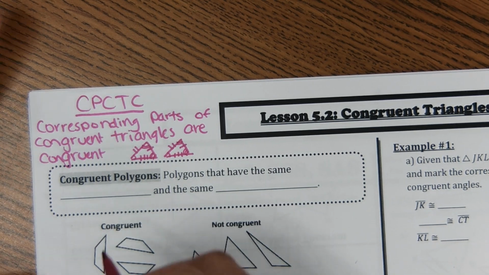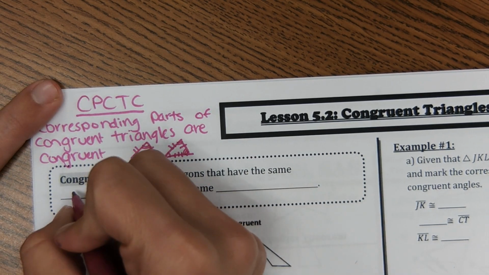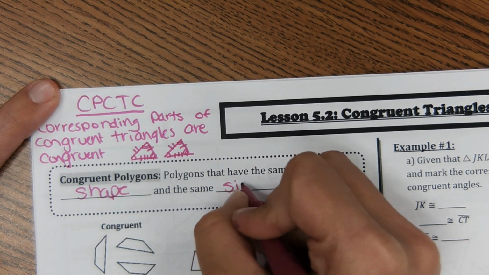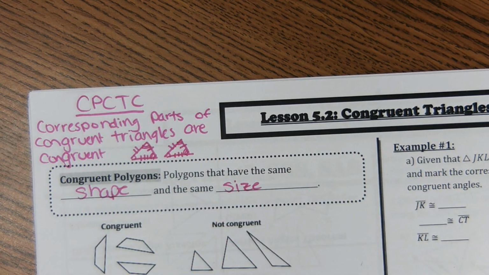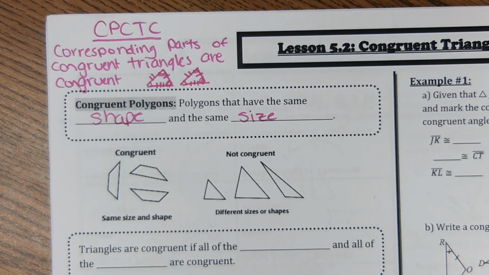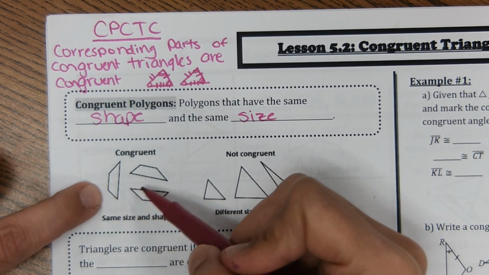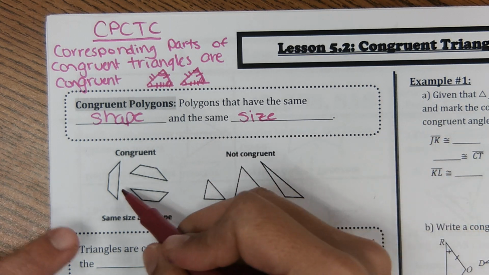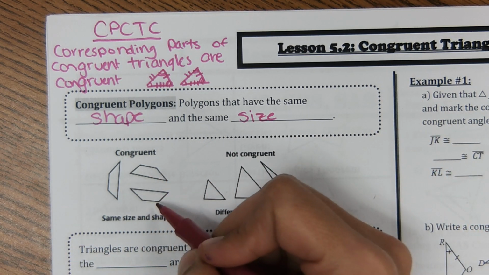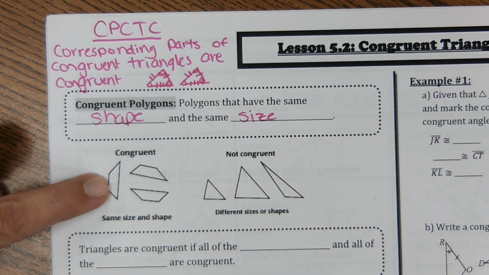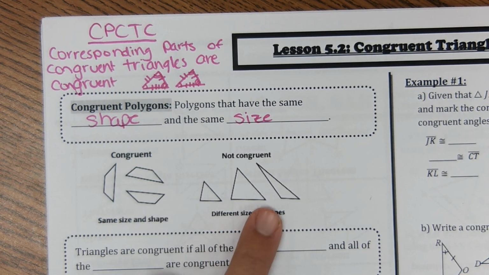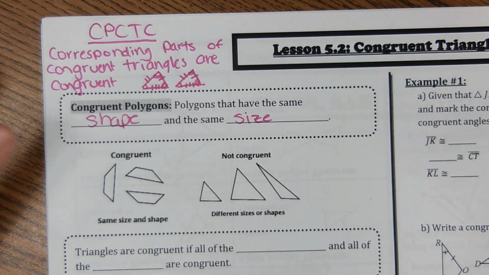So congruent polygons have the same shape and the same size. We've been working with this word congruent for a while. Things that are congruent are the same shape and the same size. Here's an example. These trapezoids are all congruent. It doesn't necessarily have to be in the same orientation. Notice how this is turned, or reflected. But if it has all the same side lengths and all the same angles, they're congruent. Here's an example of things that aren't congruent. They're not the same shape, not the same size, not congruent.